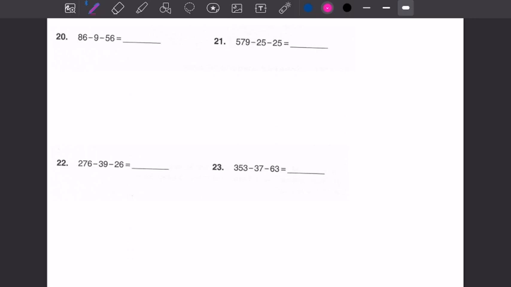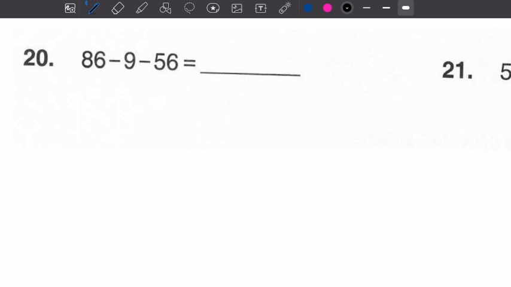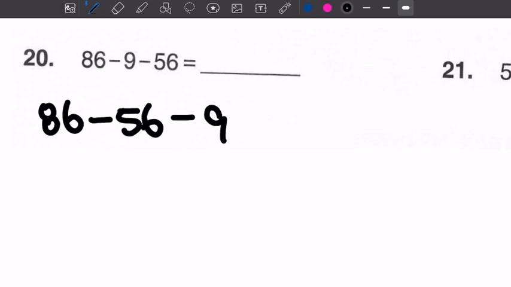Now, we have 86 minus 9 minus 56. So for this, we're going to do 86 minus 56 first. Now, 86 still stays in the beginning, since that's what we subtract from. But since 6 minus 6 is 0, we're going to subtract 56 first. 86 minus 56 is equal to 30. So 30 minus 9 is equal to 21.